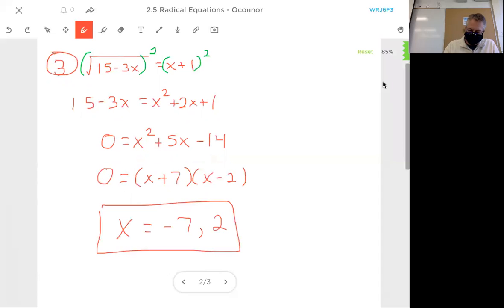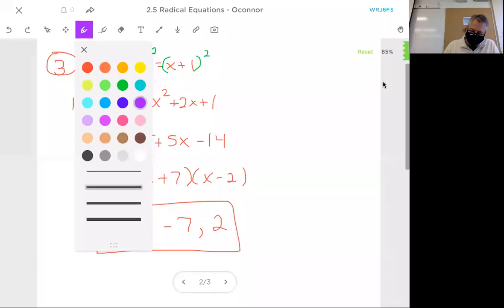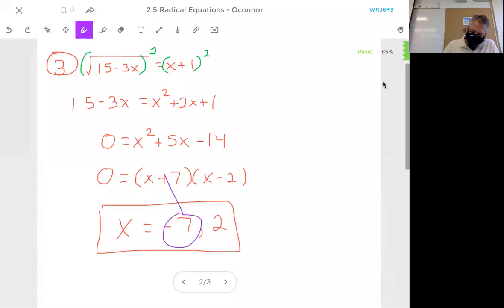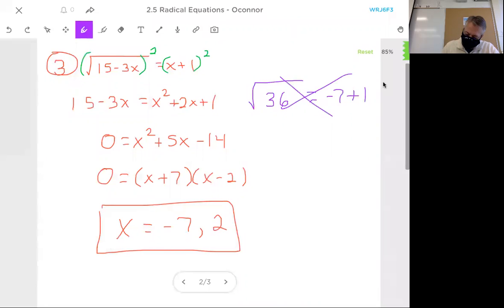Now, checking our work, I plug negative 7 in for the x's. I have the square root of, let's see, negative 3 times negative 7 would be 21, plus 15 is the square root of 36. And that's equal to, I'm plugging a negative 7 into here, negative 7 plus 1. That doesn't work, right? Because it's not the principal root. Okay, square root of 36 is positive 6, not negative 6. So that means that negative 7 is extraneous.